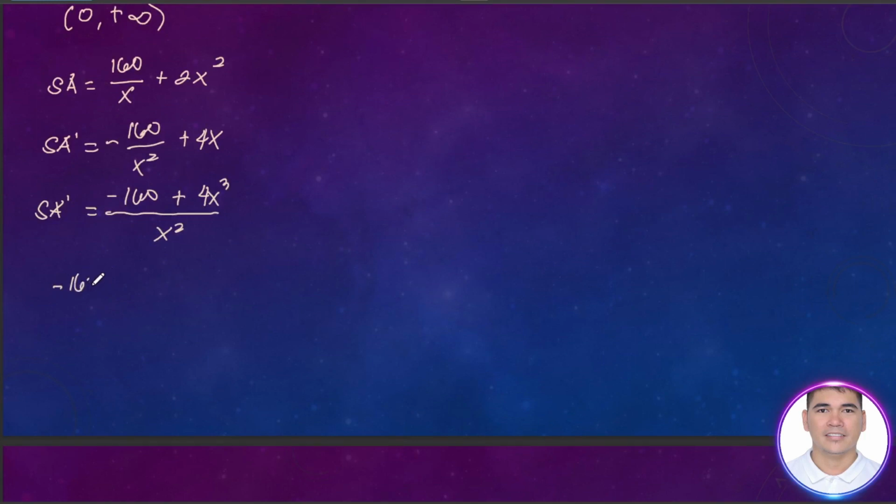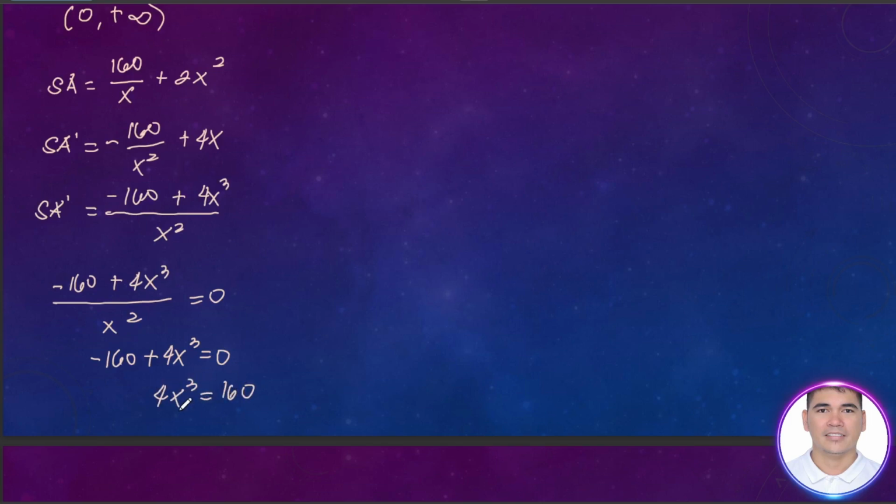We have negative 160 plus 4x cubed over x squared equals 0. So x squared times 0. So yung natira na lang is negative 160 plus 4x cubed equals 0. Transfer natin po yung negative 160 using the addition property of equality. So ganyan. And then, divide both sides by 4.